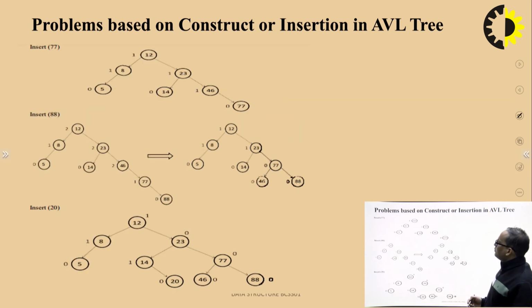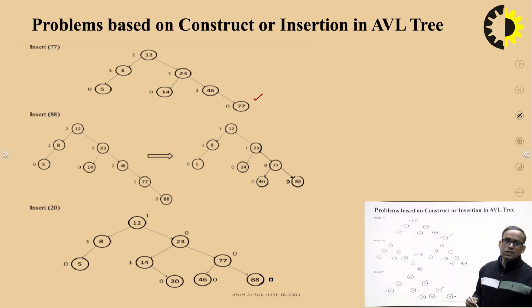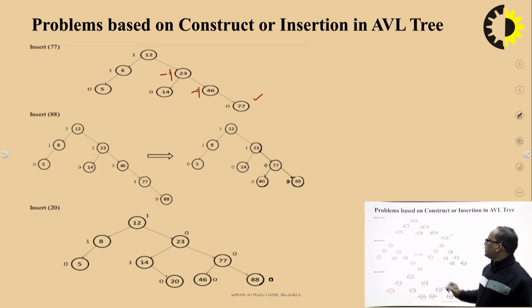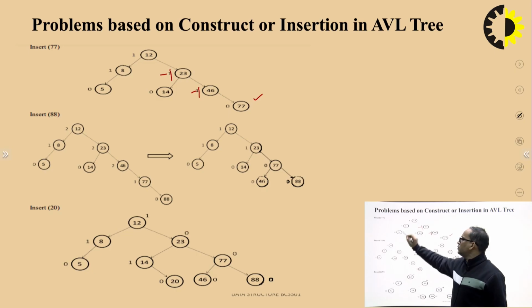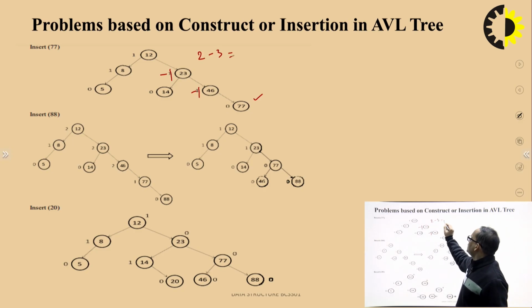Next, when we insert 77, it will be inserted here by following the concept of binary search tree insertion. Now balance factor of 17 is 0. Balance factor of 46 is -1, because there is no left and the right height is 1. Balance factor of 23 is -1. Now balance factor of 14 is 0, balance factor of 5 is 0, balance factor of 8 is 0. What is the height of the left subtree of 12? It is 2. The height of the right subtree is 3. So what will be the balance factor? 2 minus 3, it means -1. So balance factor of 12 will become -1.